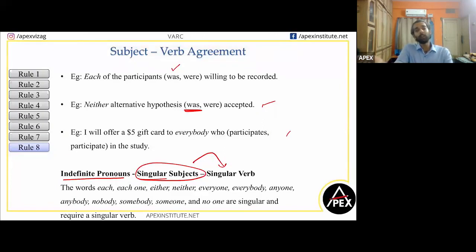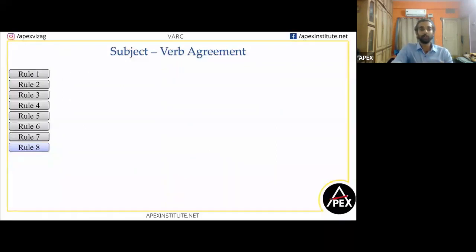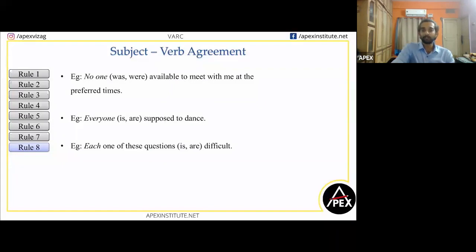Next one. I will offer a $5 gift card to everybody who participates. Yes? Okay, good. What about these three? Can you give me the answers for this one first? No one was available to meet. What about this one? Everyone is supposed to dance. Each one of these questions is easy. So you guys are all able to follow subject verb agreement. It's comfortable, it's easy enough, right? No doubt so far? Okay, good.